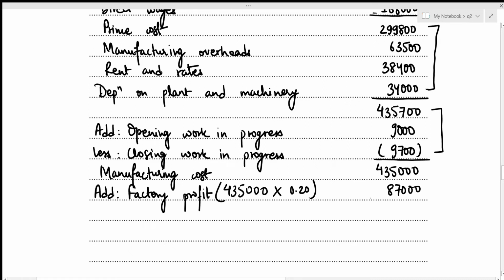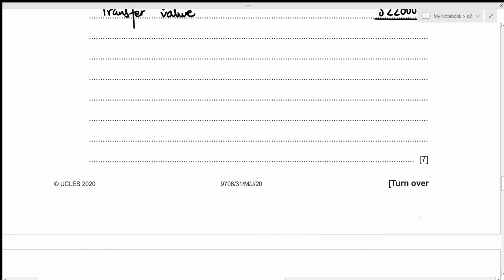Now we can add our factory profit to the manufacturing cost in order to figure out our transfer value. And that is going to be 435,000 plus 87,000, which results in the value of 522,000. Alright, this concludes our manufacturing account as well as the second part of this question. Now we can move towards the third one.